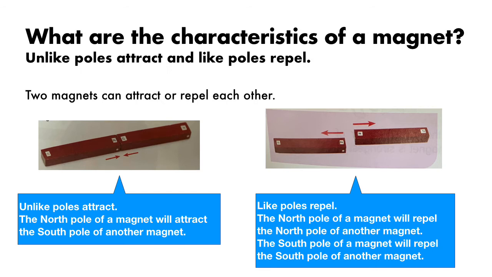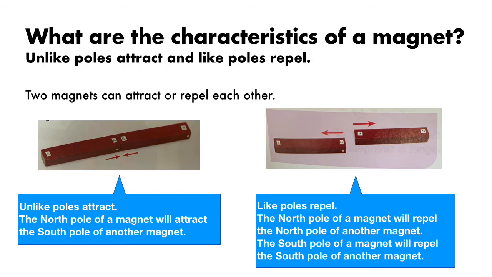So unlike poles always come together, they attract each other. The north pole of a magnet will attract the south pole of another magnet. So the north pole of a magnet will attract to the south pole of another magnet.